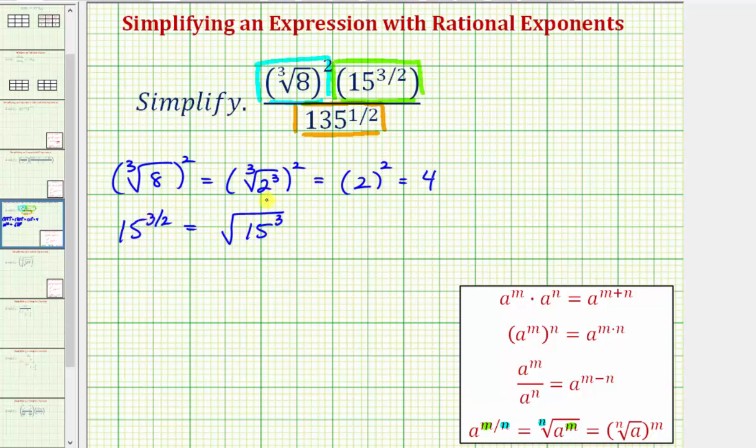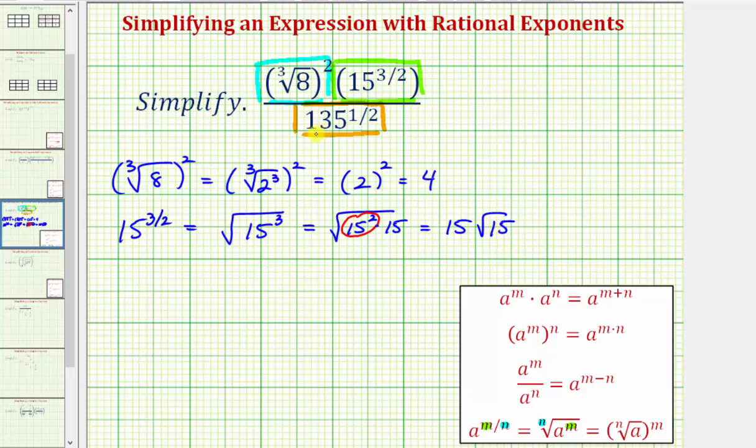And now the square root of 15 cubed does simplify, because 15 cubed does have a perfect square factor of 15 squared. We can rewrite this as the square root of 15 squared times 15. And again, the square root of 15 squared simplifies perfectly to 1 factor of 15. So this is equal to 15 square root 15.